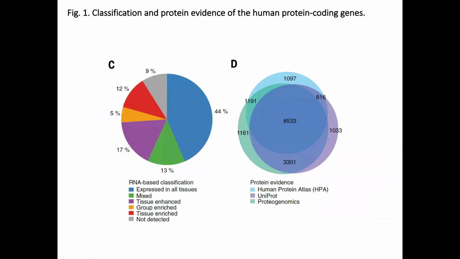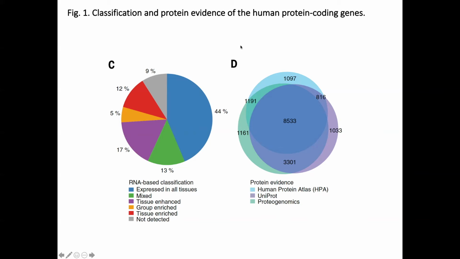So figure 1C shows the number of genes classified in each expression category. The criteria of tissue enhanced, group enriched, and tissue enriched are listed in this Table 1. I'll show it in the next slides.